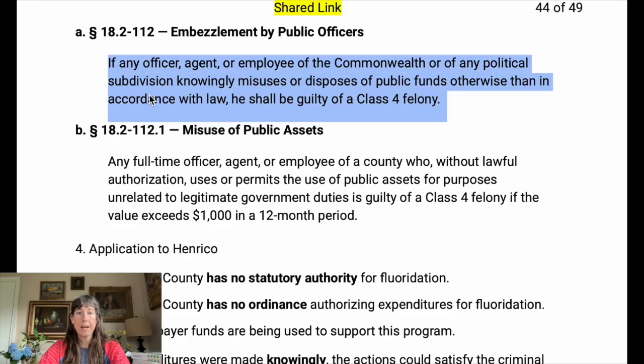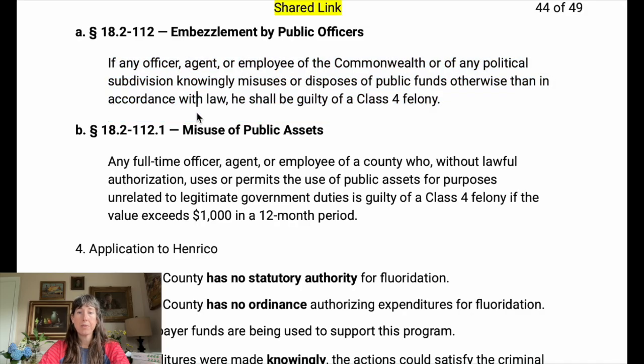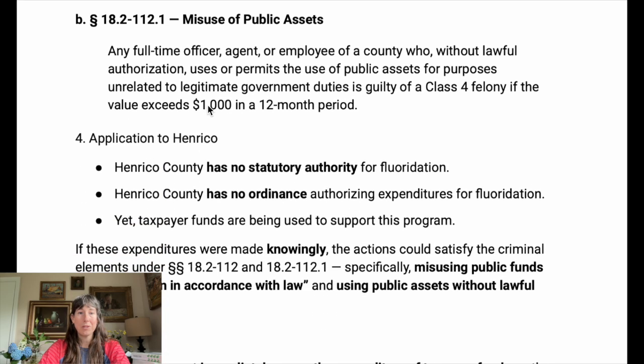If any officer, agent, or employee of the Commonwealth or of any political subdivision knowingly misuses or disposes of public funds otherwise than in accordance with law, he shall be guilty of a class 4 felony. Now, I've pointed out, you don't have the legal authority to do this, right? I've provided the information and they continue to do it. So right now they're knowingly spending the money and they cannot cite a law. So you can't spend money unless the law allows you to spend the money.